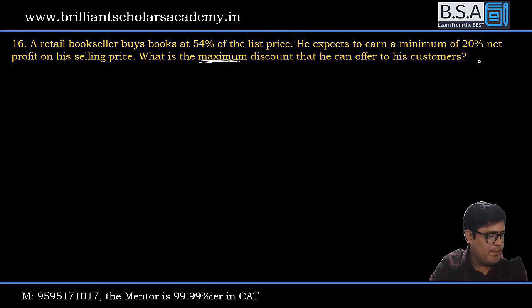A retailer buys books at 54% of the list price. He expects to earn a minimum 20% net profit. What is the maximum discount he can offer to his customers? Maximum discount that he could offer to his customers. How much is that?